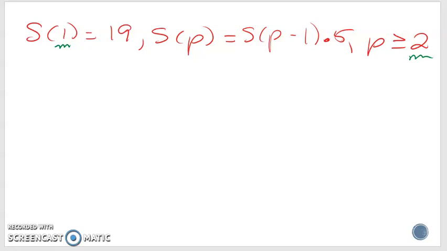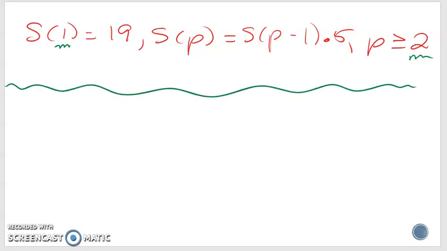But how does that affect my nth term definition or my explicit term? It slightly does, but the heart of it is still there. So S of P would still start with the number 19. It's not going to change. I would still have my pattern be multiplied by 5. It's right here.